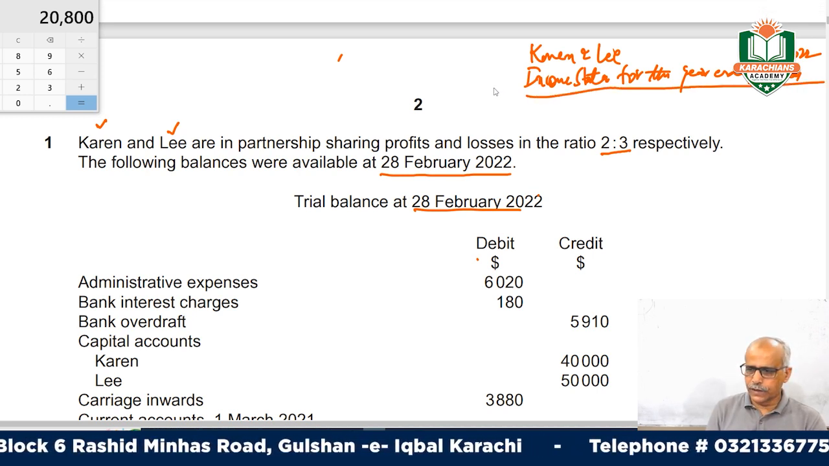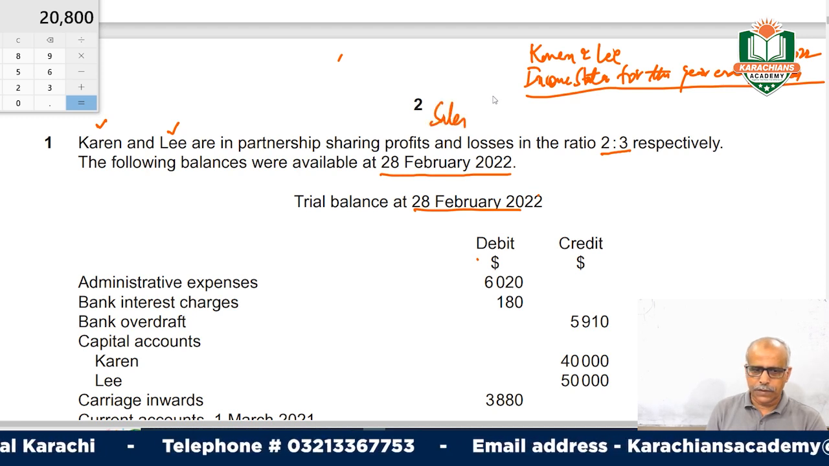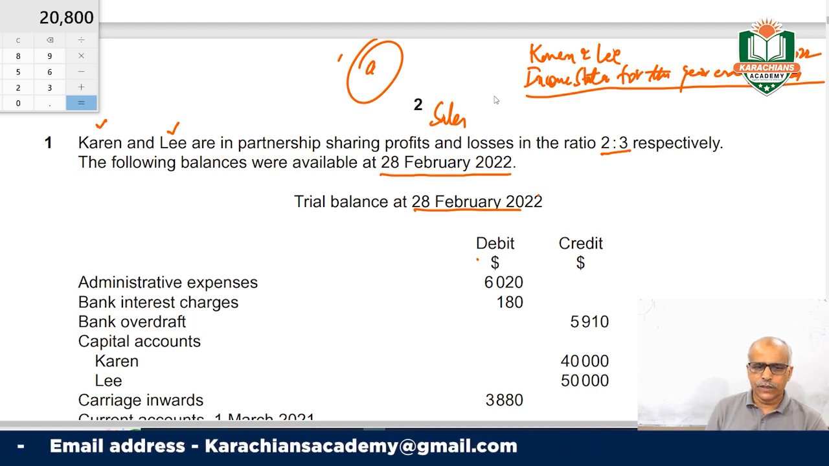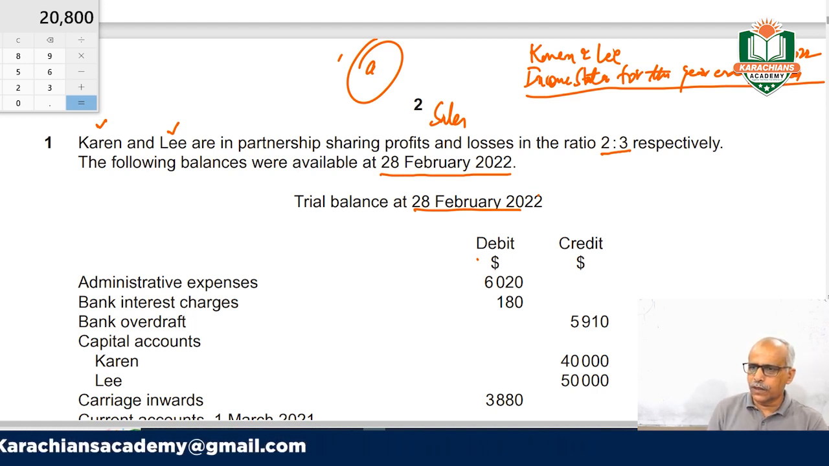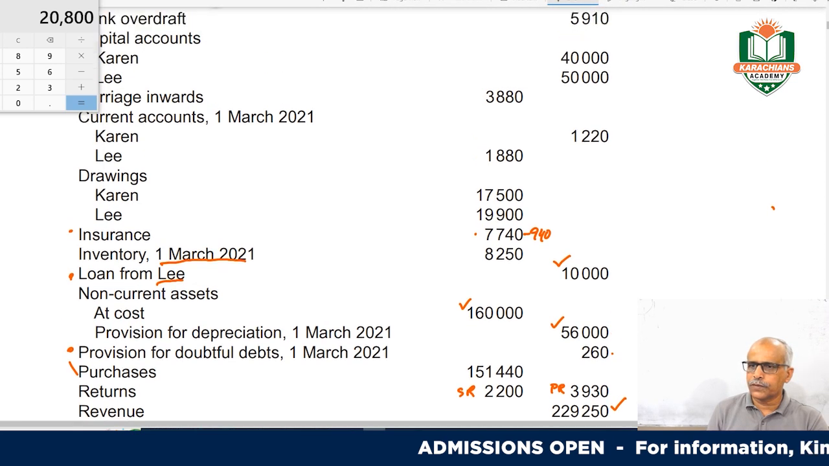So how much is sales? This is question number 1a, right? Let's see how much is sales. Sales is given, okay, 229,250, right?